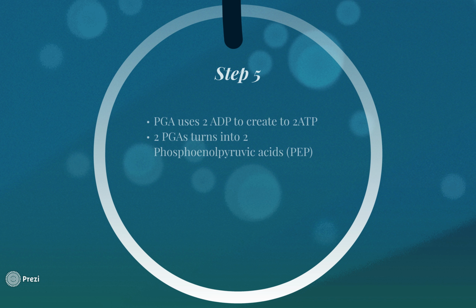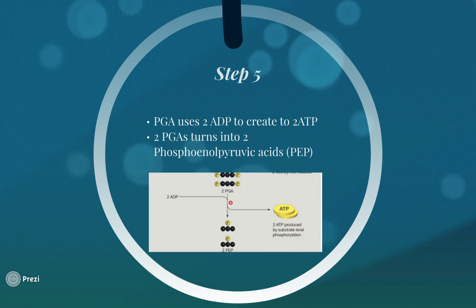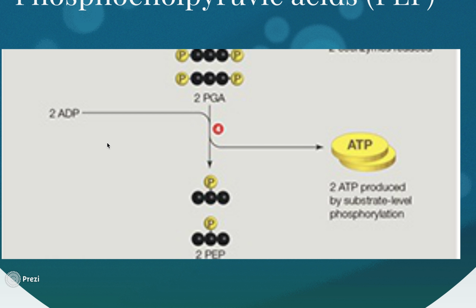And then you come on to step 5, and in step 5, the PGAs use 2 ADPs to create 2 ATPs, this is your first time that you create ATP by yourself. And then your 2 PGAs turn into 2 phosphoenolpyruvate, or PEP molecules. So here we go, we have your 2 PGAs, your 2 ADPs turning into ATPs because they gain the phosphate right here. And then you only have your 1 phosphate on your 2 PEP molecules.